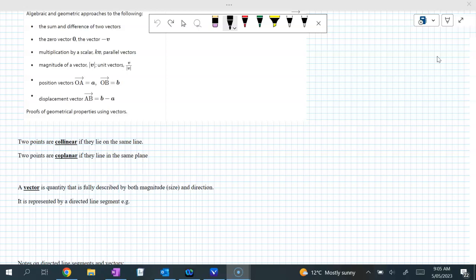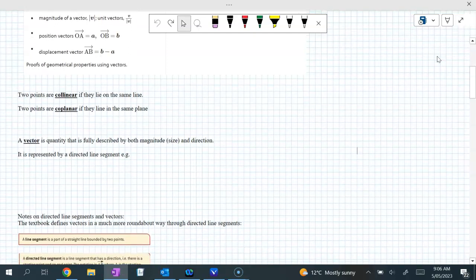So 2 points are collinear if they lie on the same line, and 2 points are coplanar if they lie in the same plane. There will be terms that will come up continually throughout our topic, and so I thought I'd start with definitions of those.